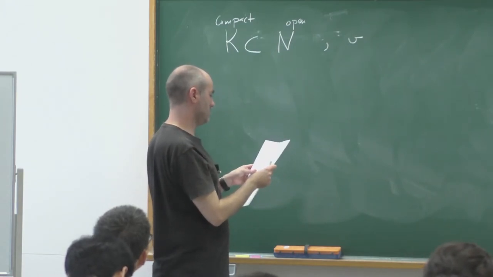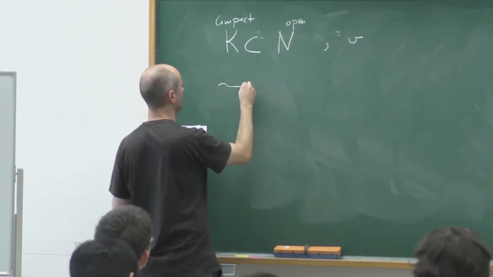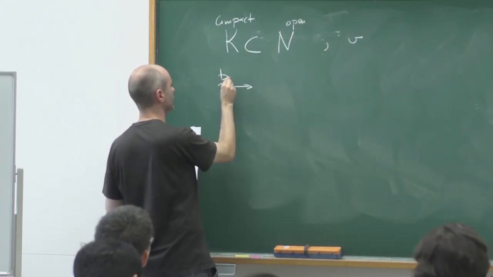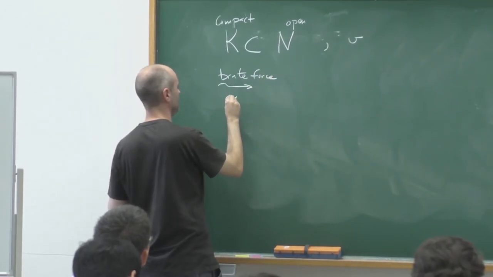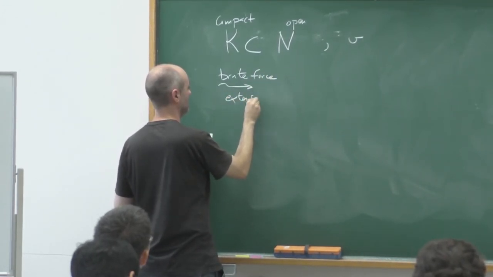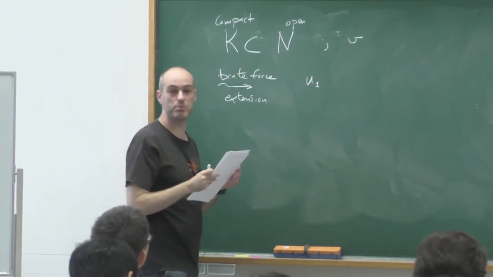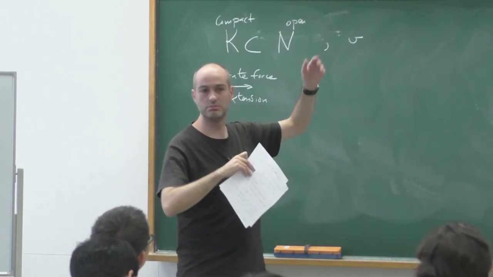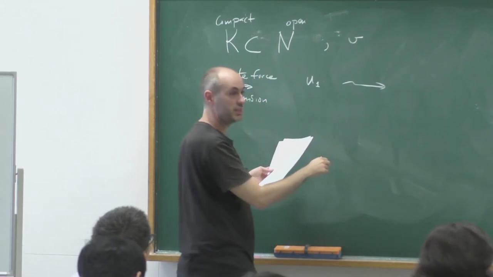Then what we did is just say a brute force extension. A brute force extension, and I call this U1, simply multiplying by the cutoff function. But now, of course, this U1 doesn't solve the PDE.